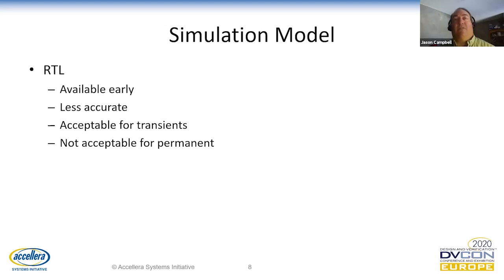So we have some environment available, but it's less accurate. We can use it for transients because typically the flops and storage elements and memories in an RTL model are the same in the gate level model, or they're very close. It, however, cannot be used for permanent faults.